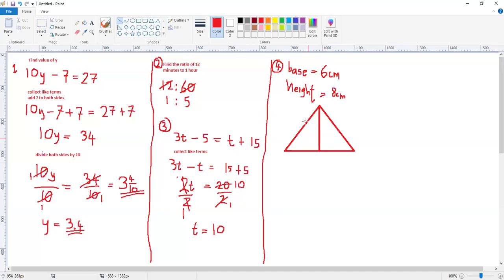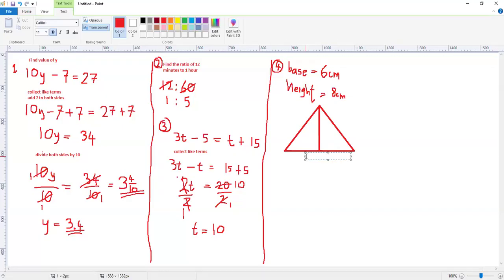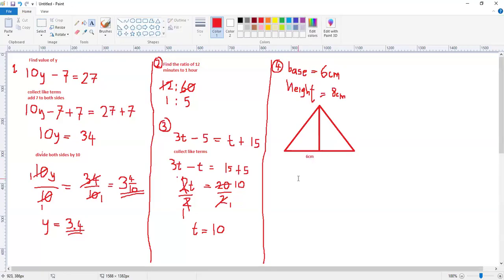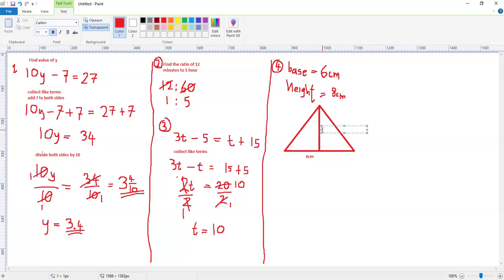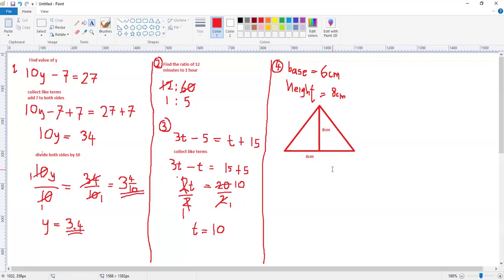So this place underneath is called the base. Here, this area where I'm going to write 6 cm is the base. And then the height is that line that I drew in between, which is 8 cm. Does this look familiar? Yes. Okay, that's good.